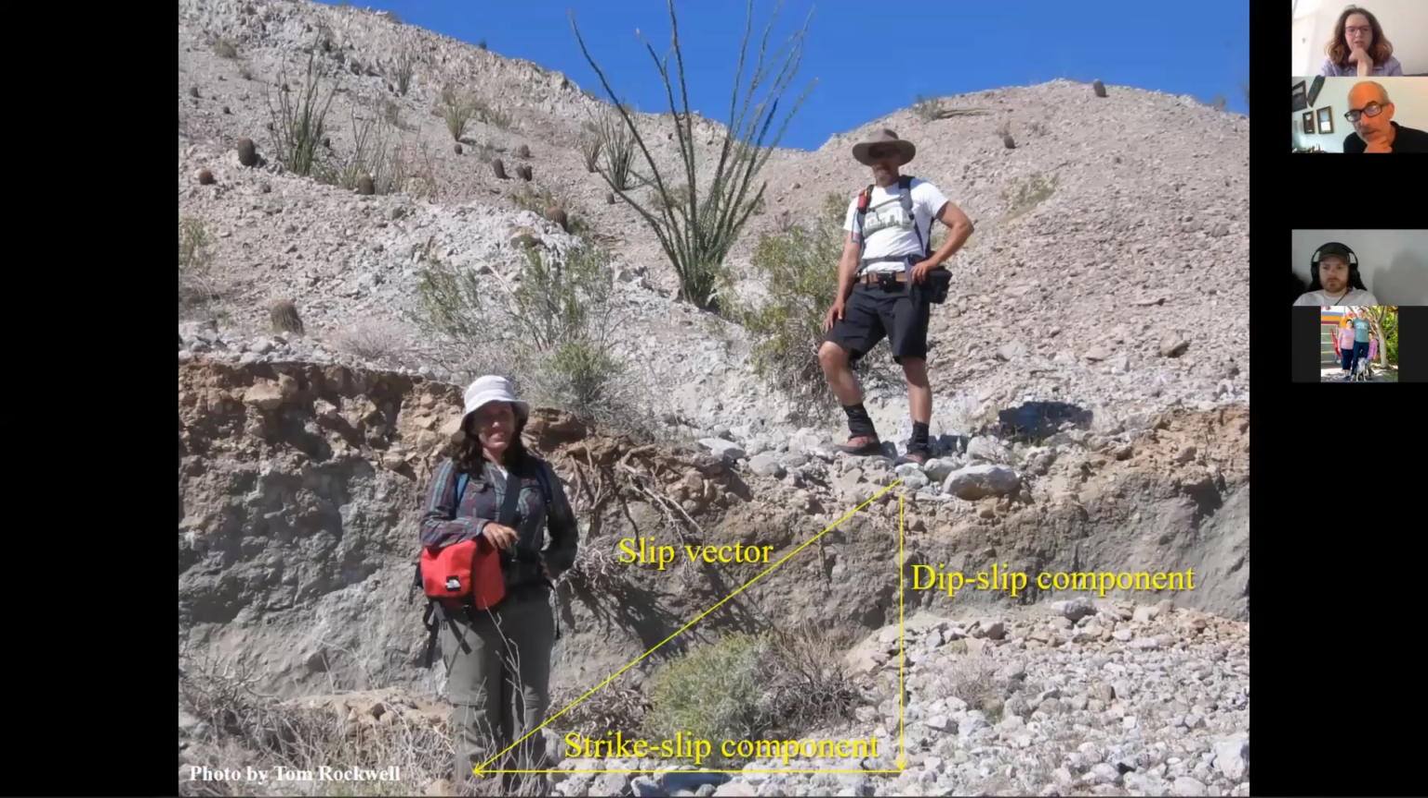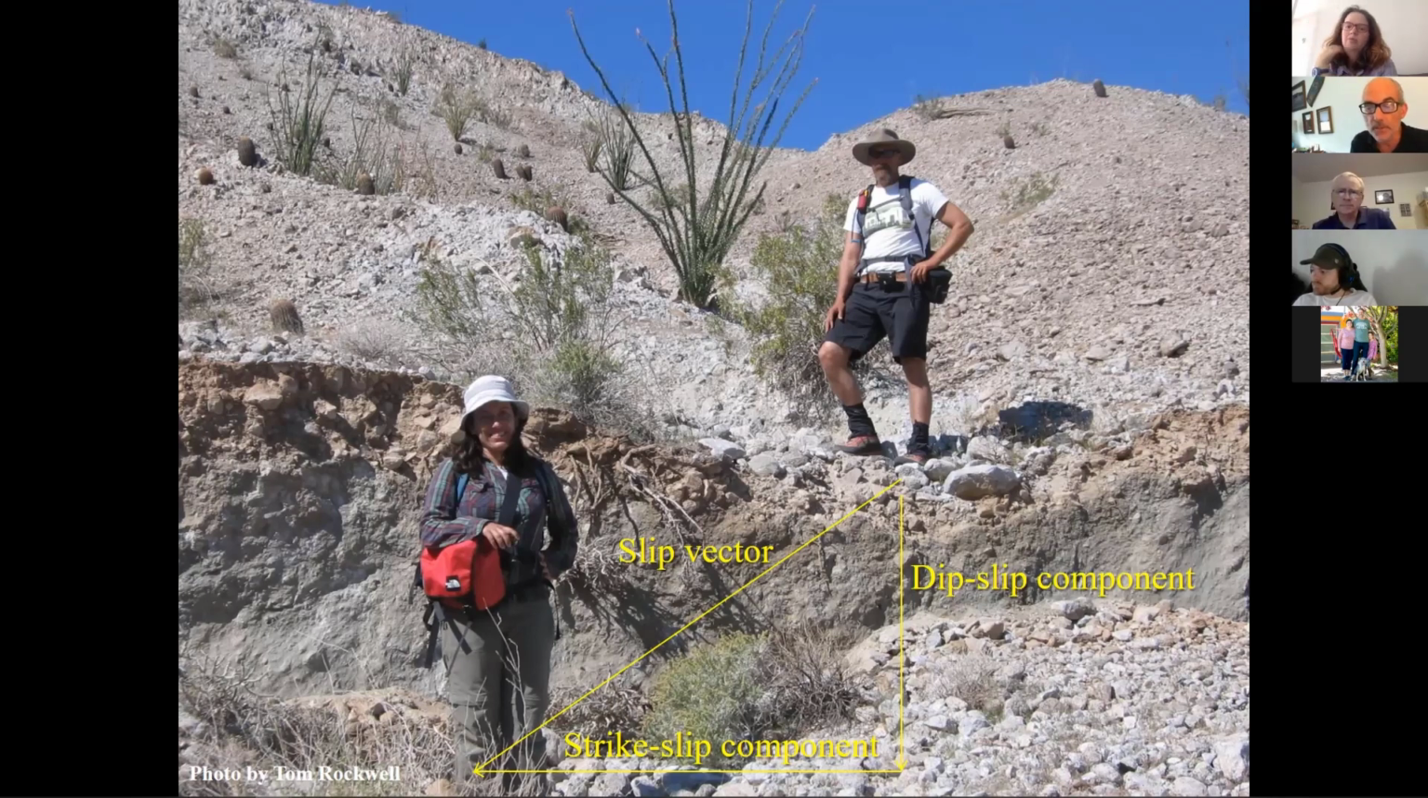Just as a reminder, here's a picture by Tom Rockwell from that 2010 El Mayor-Cucapah earthquake. When we talk about strike slip, we're talking about the discontinuity in position of features along the fault in the strike direction. Dip slip would be down the dip. A lot of times we think about this in a vertical sense. We're talking about strike slip faults because they tend to be pretty steeply dipping, but obviously the fault could have some dip, and then the vertical component is different than the dip slip.